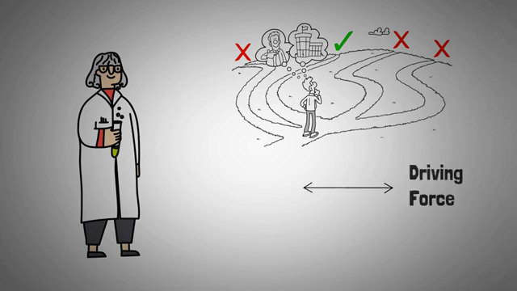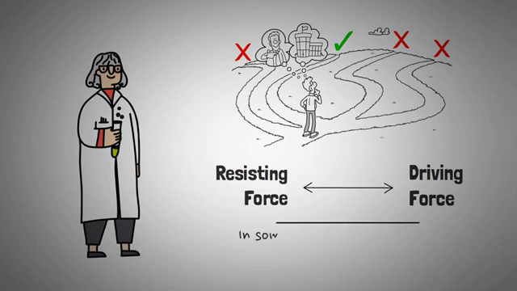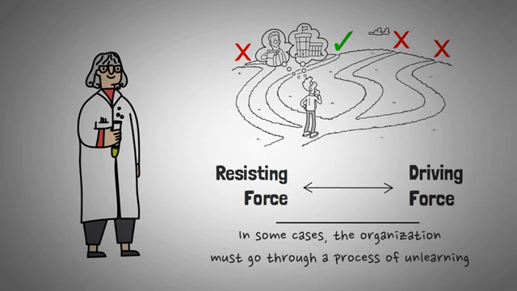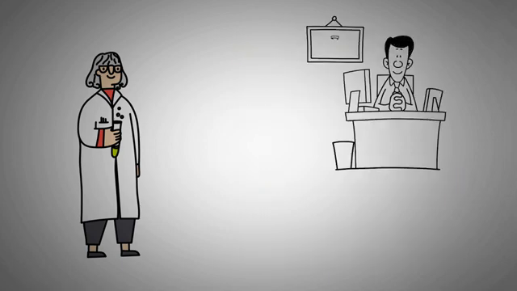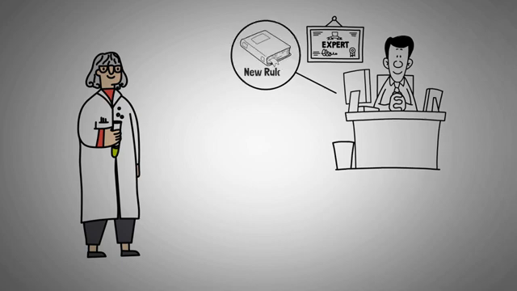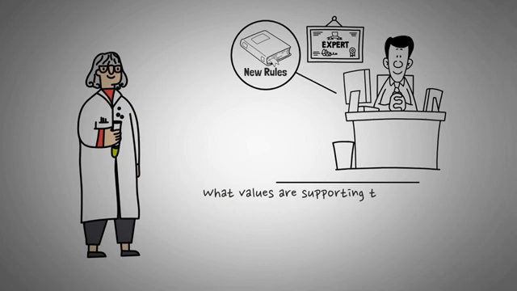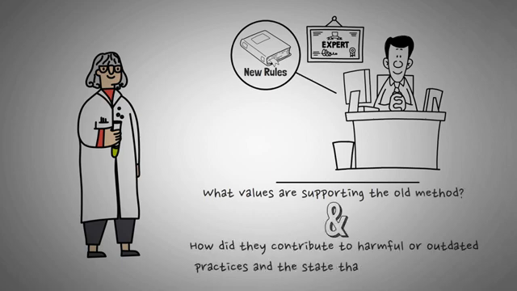Understanding driving and restraining forces requires an understanding of an organization's core values and beliefs. In some cases, the organization must go through a process of unlearning. This unlearning goes deep. After all, the decisions that have been made up to this point rest on the core beliefs and values of the organization. What values are supporting the old method? How did they contribute to harmful or outdated practices in the state that you are in today?